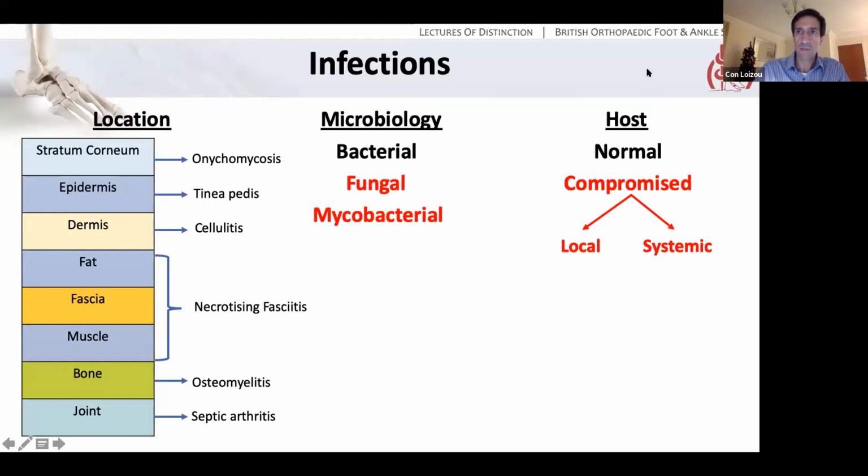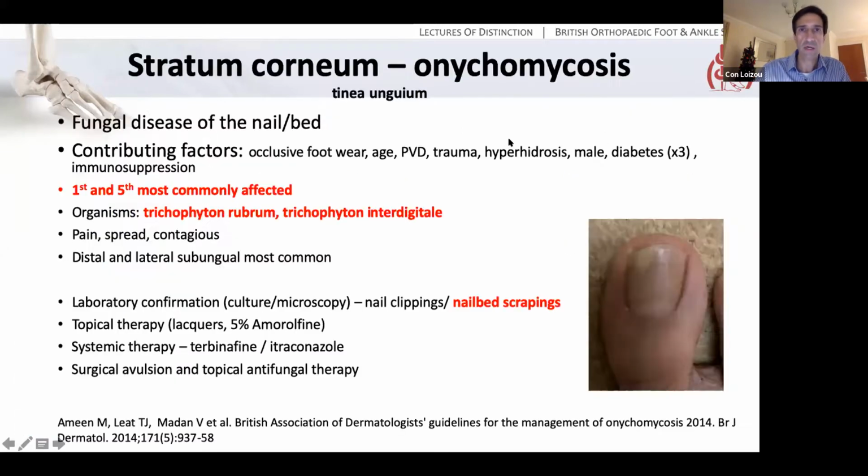Oops, why is it not changing slides? Sorry. Let me just see. Okay.